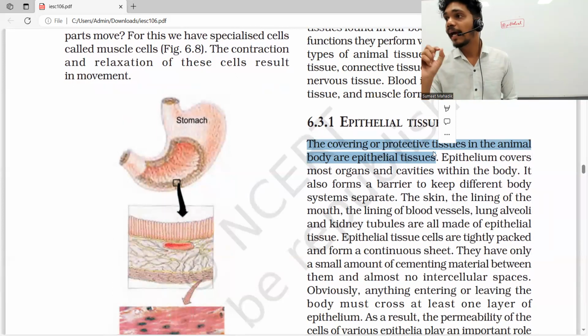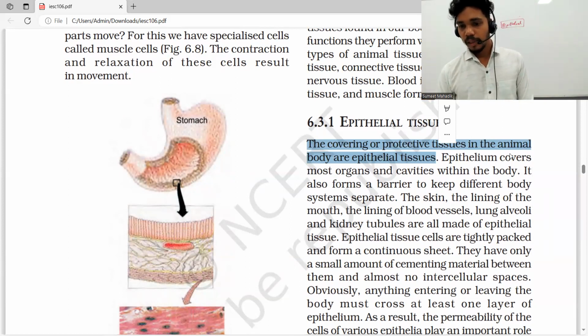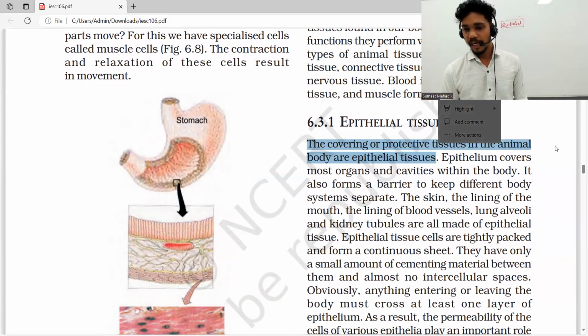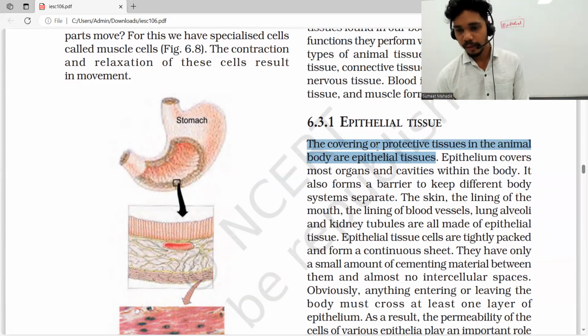The first tissue is what? Epithelial tissue. Please underline the first line. That is the important one. The covering or protective tissue in the animal is called epithelial tissue. That is an important thing.